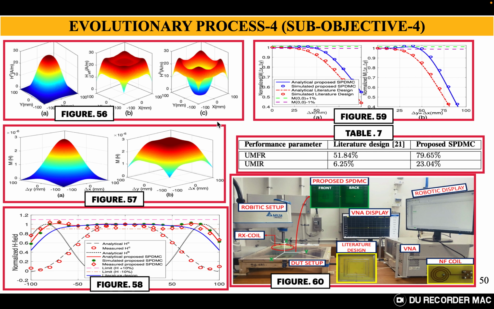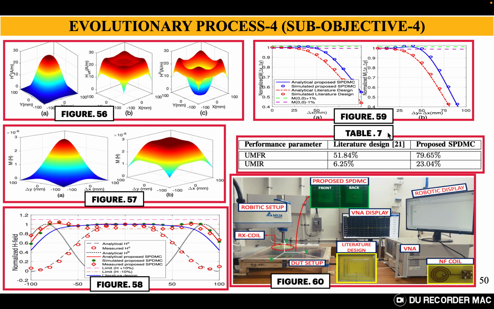Figure 56C is only for the sake of representation. This is the booster coil magnetic field distribution. If you add up figure C and figure A, you will get figure B, that is figure 56B. And figure 57 is the mutual inductance distribution under perfectly aligned receiver coil and misaligned receiver coil for both mode 1 and mode 2 operations. Figure 58 is the simulated, analytical and measured results of the normalized H field, and similarly figure 59 is the mutual inductance results of analytical and simulated results.